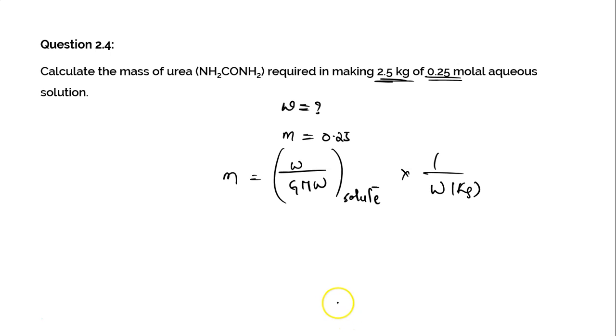Now if you observe, we know molality, we have to calculate small w. We can calculate the gram molar mass from the molecular formula of urea. But to use this formula, we don't know the mass of solvent. This is the mass of solvent, not the mass of solution. In the question, they have given the mass of solution. Because we don't know capital W and small w clearly, we can't use the formula directly.